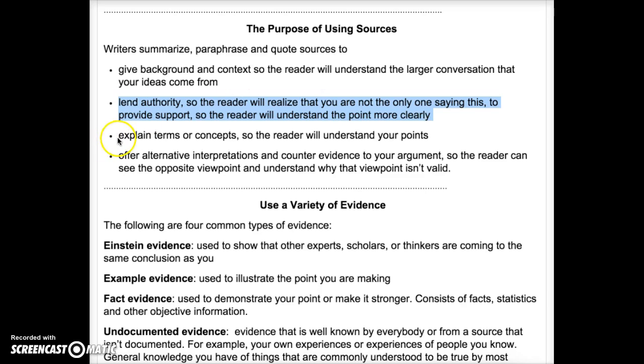You can use evidence to explain terms or concepts, so this will also help the reader understand your points. And this is one I particularly like: offering alternative interpretations as counter evidence or a counter argument. So when you show the opposite side, this is showing your reader you've considered a balanced view, but then you will go on to say why that opposite view isn't valid. So this is called a counter argument, and it's another good way to use evidence.